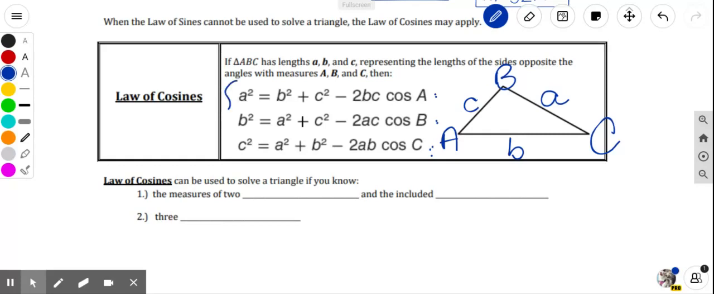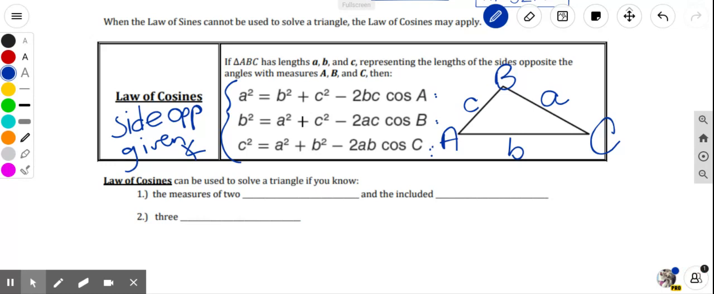So this right here, I'm going to write it over here. We will say it's the side opposite the given angle. So if you're given the angle, the side opposite that always goes on the left. Always, always, always. So law of cosines is used in 2 scenarios.